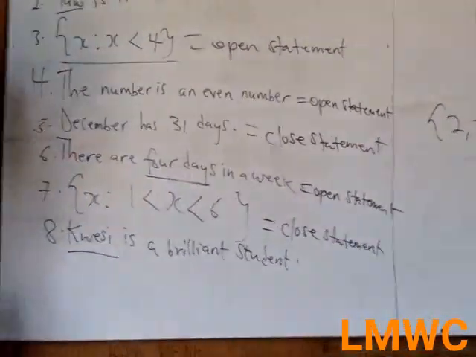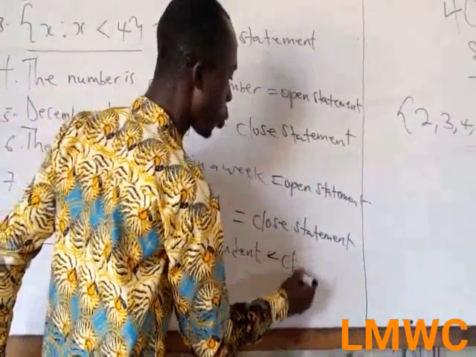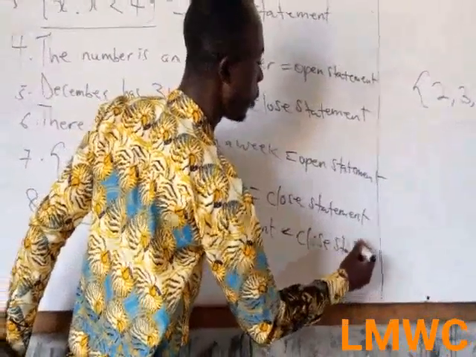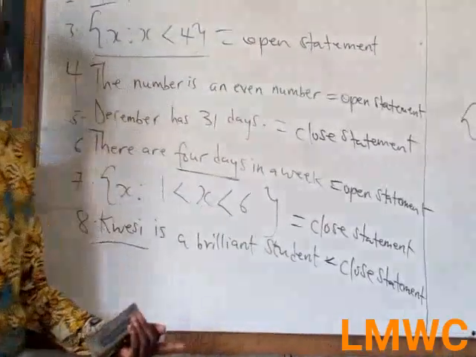Who is a brilliant student? Kwesi. They are being specific here, so it makes it a closed statement. So it's not difficult. Always know the difference between open and closed statements.